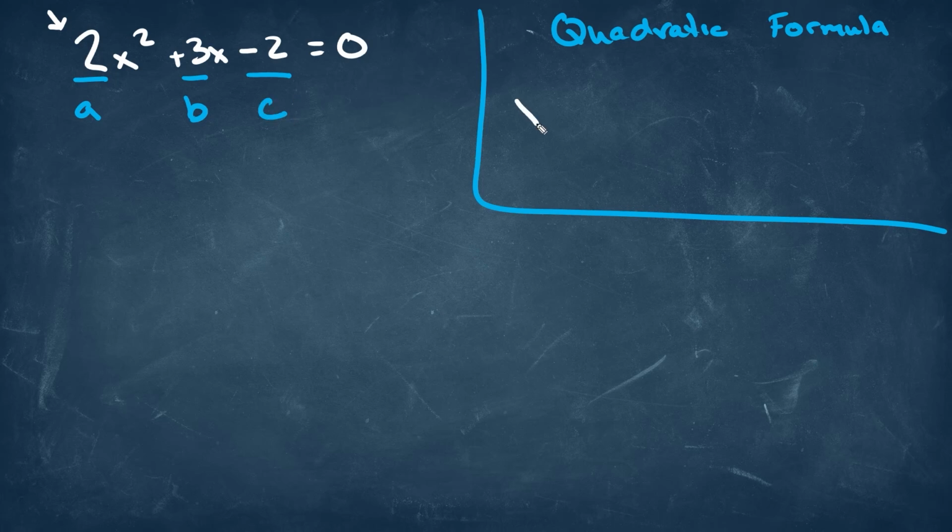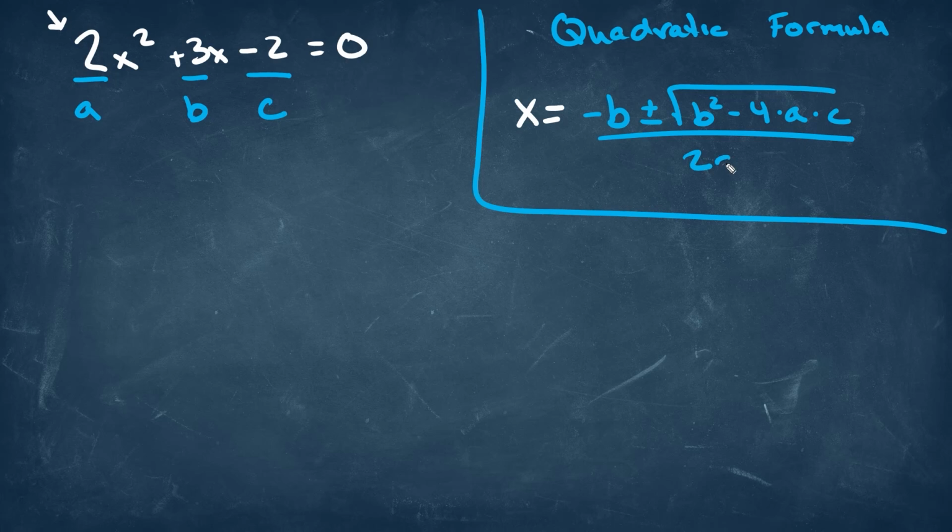And the quadratic formula will tell us that x will be equal to negative b plus or minus the square root of b squared minus 4 times a times c, all over 2a. And we can use that to solve for this example here, where a will be equal to 2, b will be equal to 3, and c will be equal to negative 2.